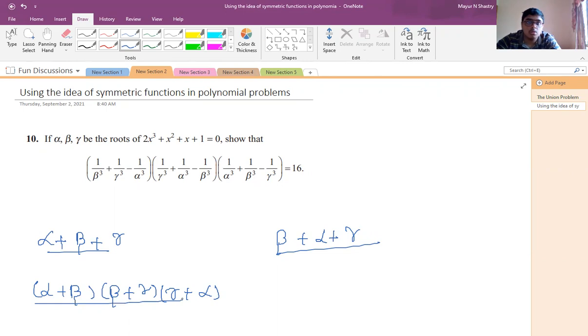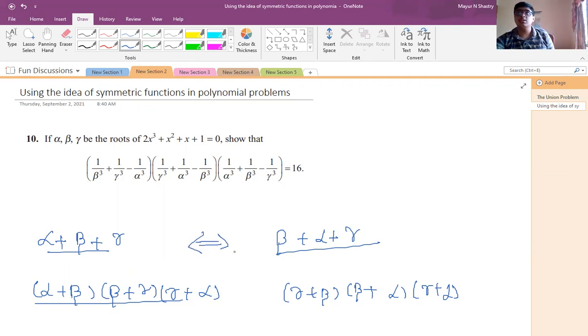And here also, say you want to replace alpha and gamma. You would get gamma plus beta times beta plus alpha times gamma plus alpha. It is the same thing if you notice. You would have to apply the commutative property of addition and also the associativity of multiplication. So that would give you that these two are the same expressions.